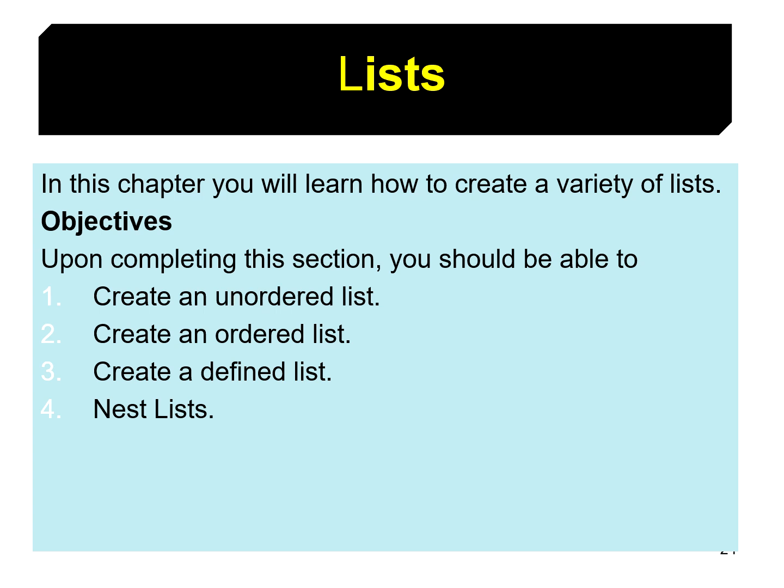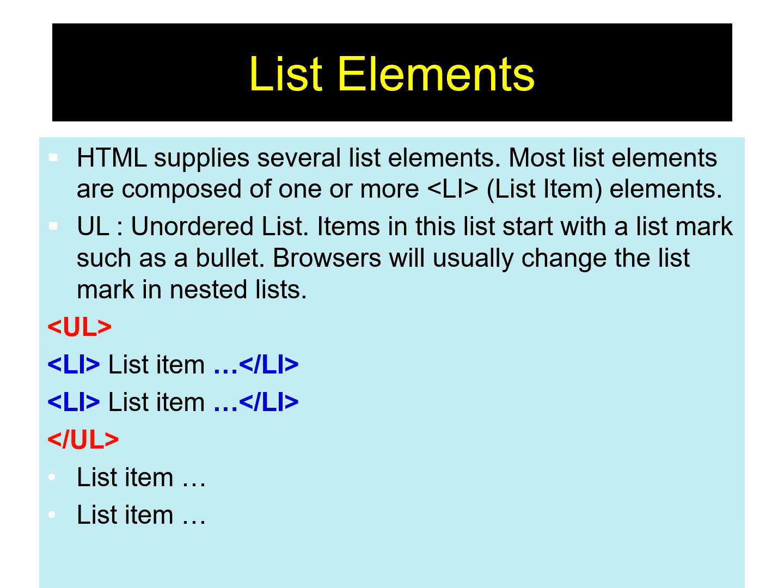So, list. In this chapter you will learn how to create a variety of lists. Here we are going with two types of list. One is ordered list, then another one is unordered list. So we will see how to create an ordered list and an unordered list.